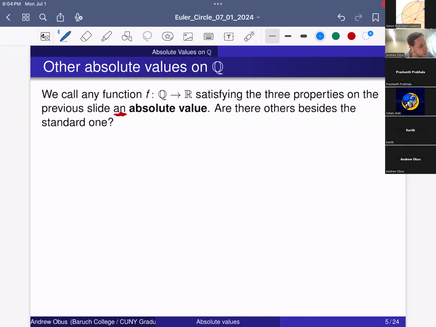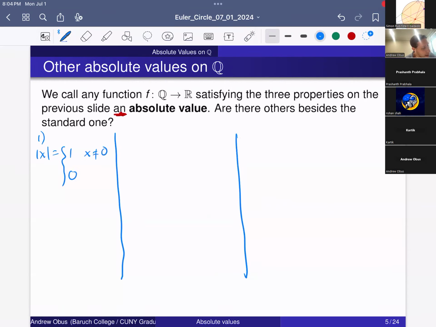And so we ask, are there others other than the standard one? I'm just going to write a couple of examples over here. The first example would be, here's the function: the absolute value of x equals 1 whenever x is not equal to 0, and 0 whenever x is equal to 0. So this is the so-called trivial absolute value.